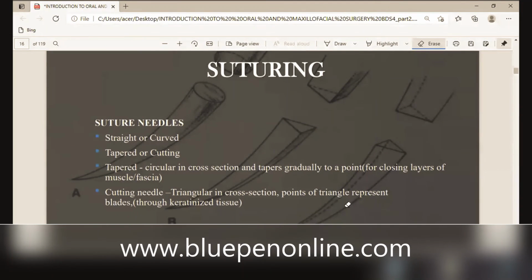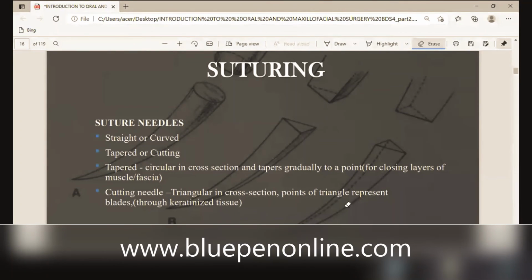Next, we are going to the next topic, which is suturing. Suturing is also a usually asked question. Usually, the question asks about suture needles and absorbable suture materials. These two are the major questions asked in examinations.